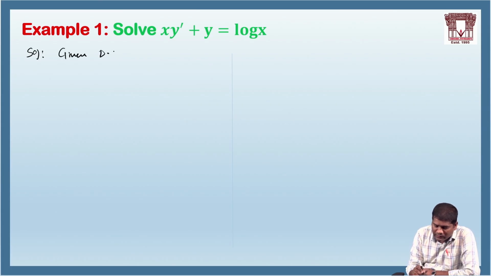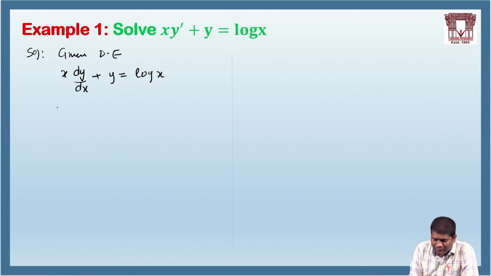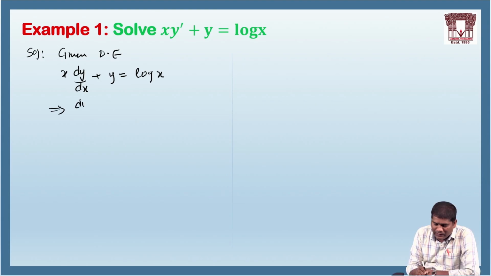Given differential equation: x into y dash, that means dy by dx, plus y is equal to log x. Here the derivative coefficient should be 1. Now we are going to divide by x on both sides. Then we get dy by dx plus 1 by x into y is equal to log x divided by x.